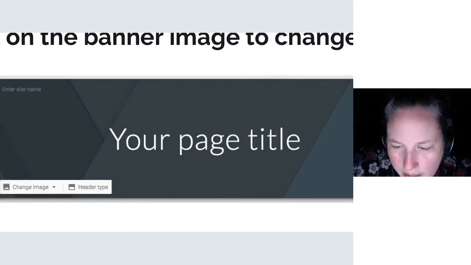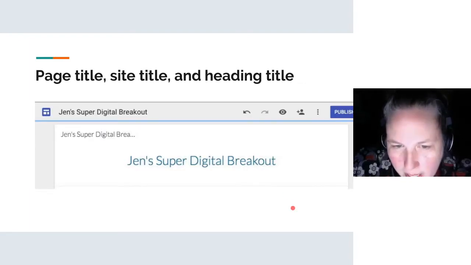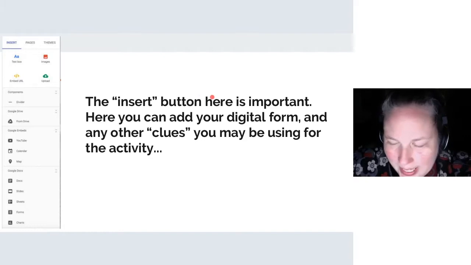And I tend to think that this banner image is a little bit big. So if you hover your mouse over the banner image, you can change the header type. And I did it just by changing it and making it smaller. And then I just made this page title, site title, heading title all the same, just to make it easier for me. Okay, good.